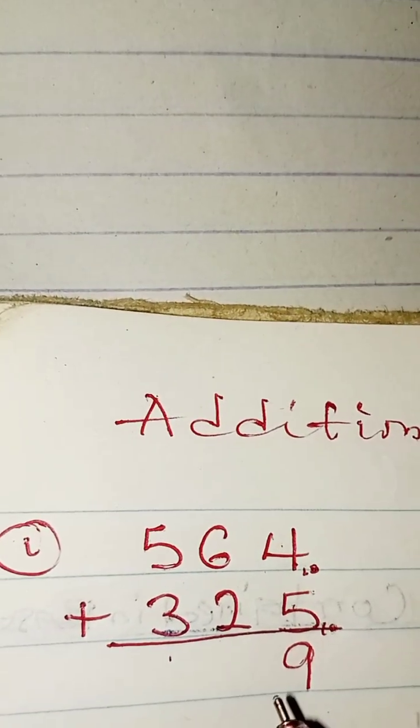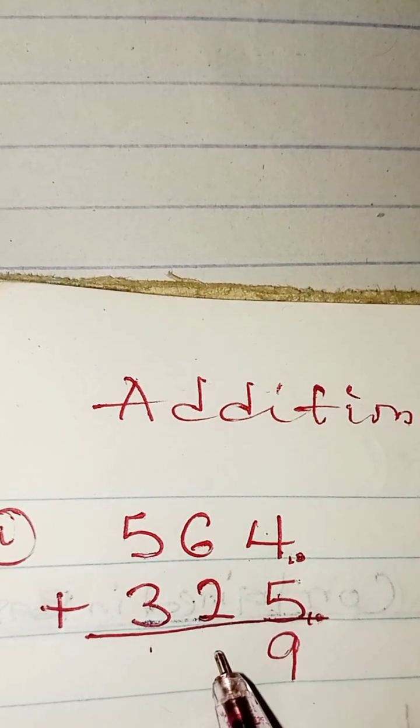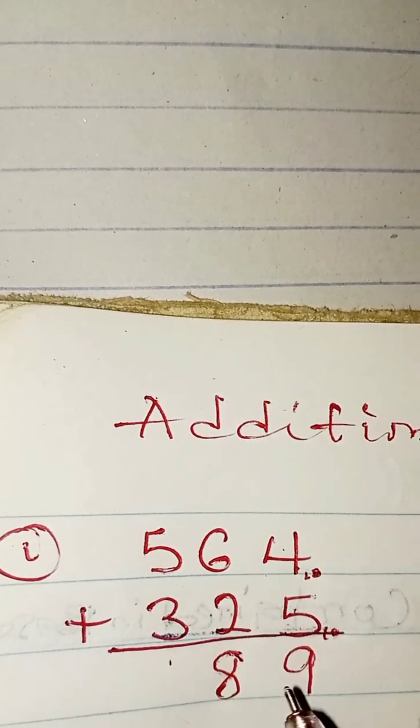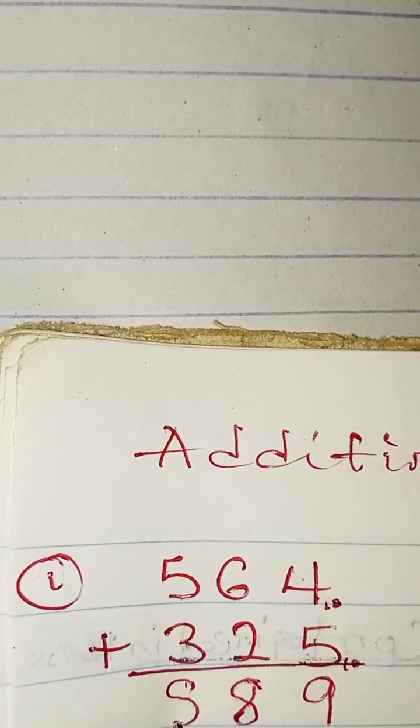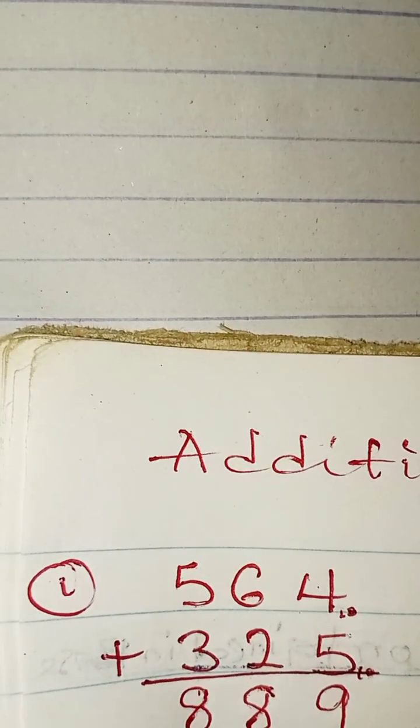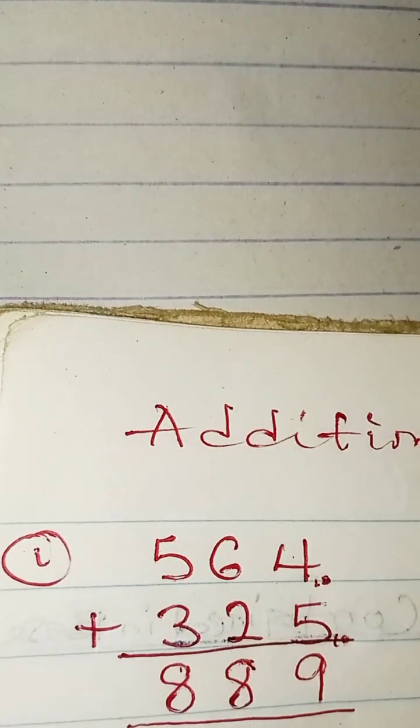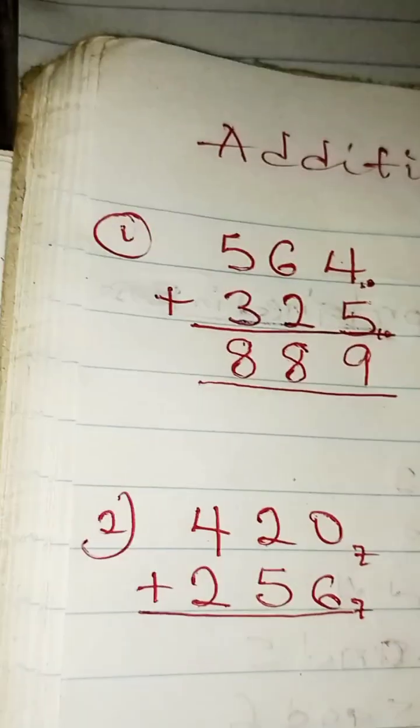6 plus 2 is 8. 8 is not up to our base, so write 8. 5 plus 3 is 8. So it's not up to our base 10, so we write 8. So this is our answer. Let's go to question number 2 now.